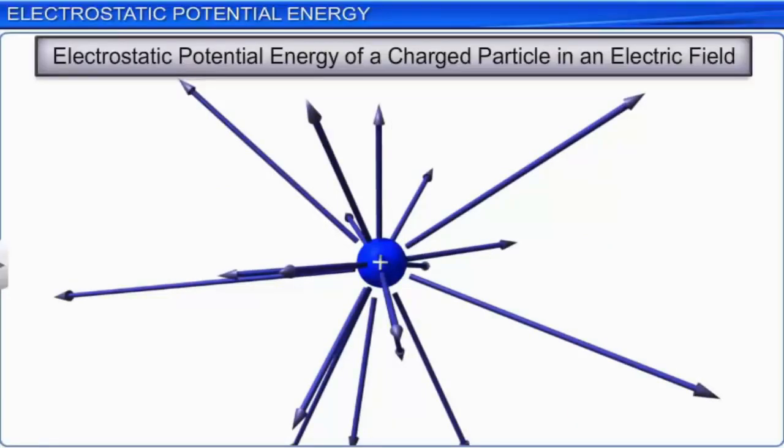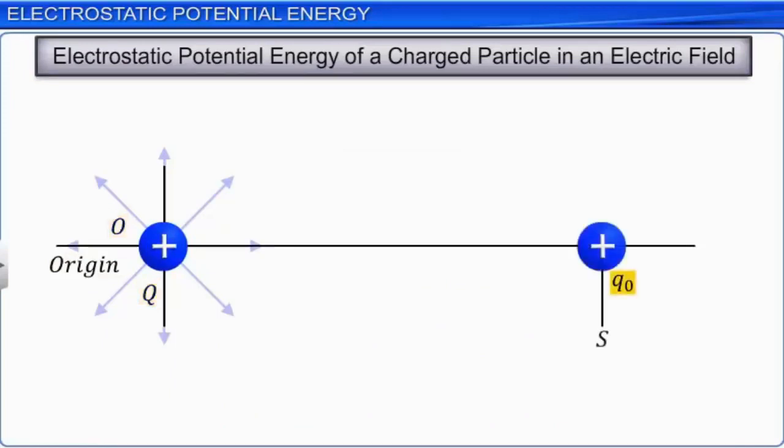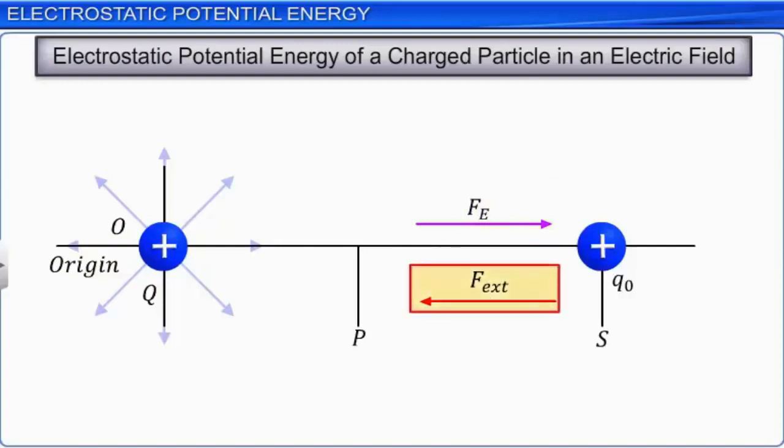Consider the electric field of a positive charge Q placed at the origin O. Let Q0 be a positive test charge located at point S. To bring the charge Q0 from point S to a point P closer to charge Q, some work has to be done against the force due to the electrostatic field Fe. The external force F required to move Q0 should be just about sufficient to overcome the electrostatic repulsive force Fe on Q0.